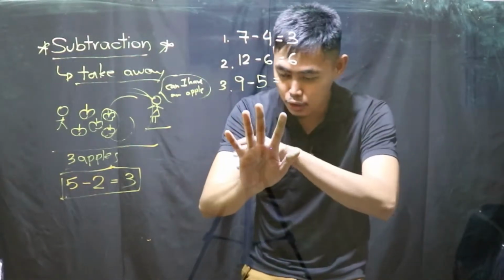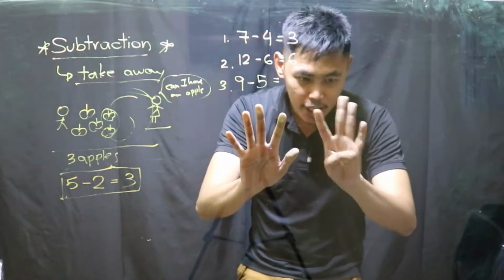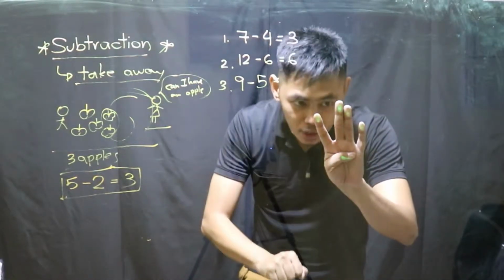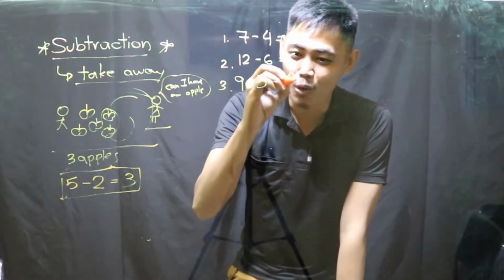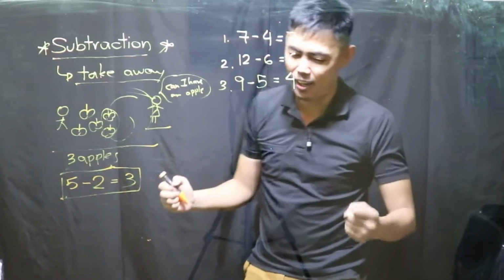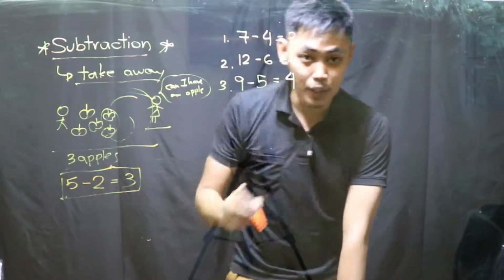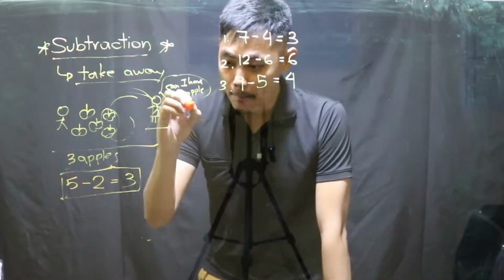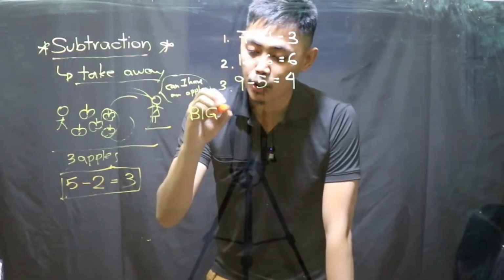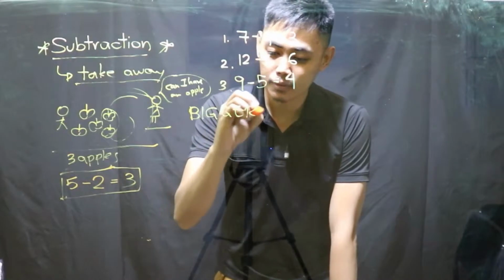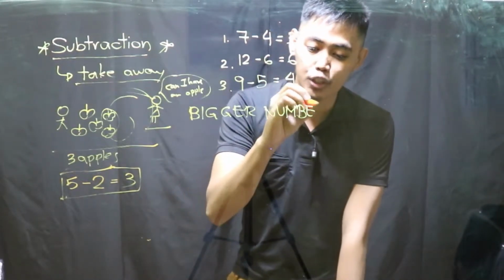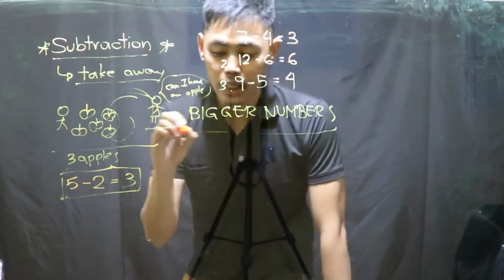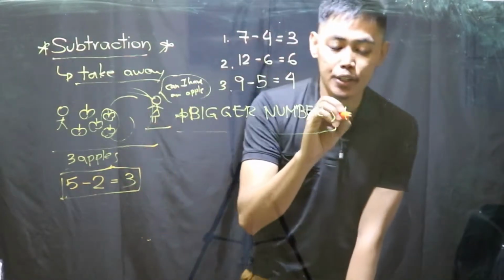So, 9 minus 5. 1, 2, 3, 4. Now, we will do subtraction on bigger numbers. So, how do we do subtraction on bigger numbers?